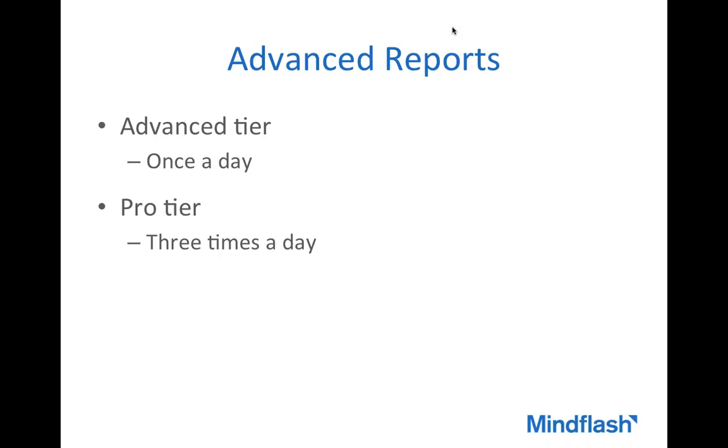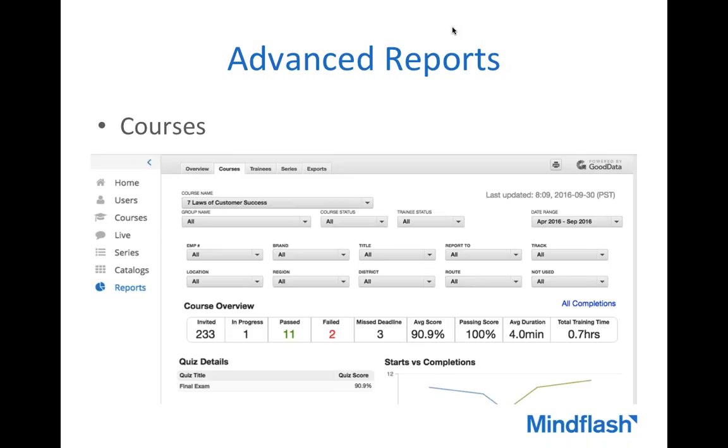And on the report in your advanced reports, you know, obviously the overview tab gives you really high level information. Your courses tab is where you can find course specific information. You can hit that pull down course name menu, and you can drop down and find the course you're looking for data on. One thing I really wanted to point out on the courses tab is the quiz details section.